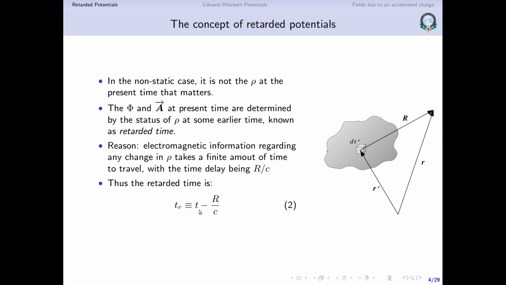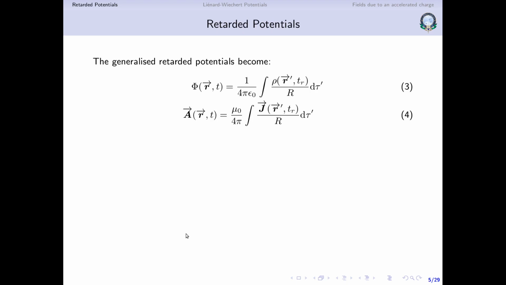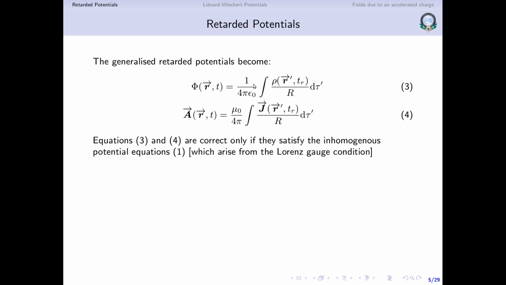So t_r, the retarded time, is t minus R by c. Over here, of course, R is r minus r prime. In that case, the generalized retarded potentials become like this. Remember, this was a generalized solution of the inhomogeneous equation. So you have phi and A here, and inside the integrand we just had written rho of r prime and J of r prime. But now rho is no longer dependent only on r prime, it will also depend on t_r, because t_r is the retarded time. So this is just a suggestion that we make here, that rho depends on r prime and t_r.